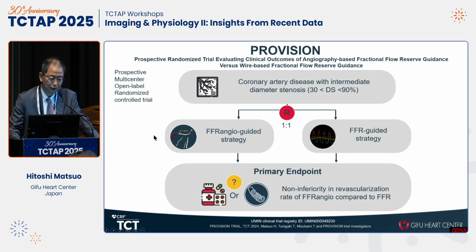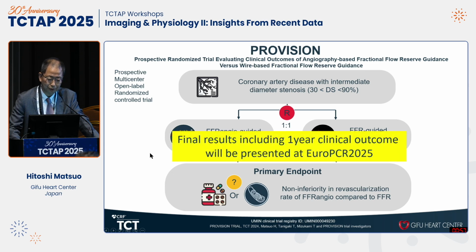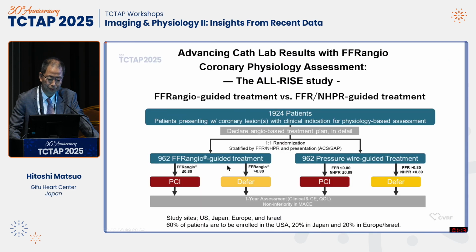And as for the FFR angio provision study, there is randomization of 200 cases each for the FFR-guided arm and the FFR angio-guided arm. The final result, including 1-year clinical outcome, will be presented at Europe PCR 2025.